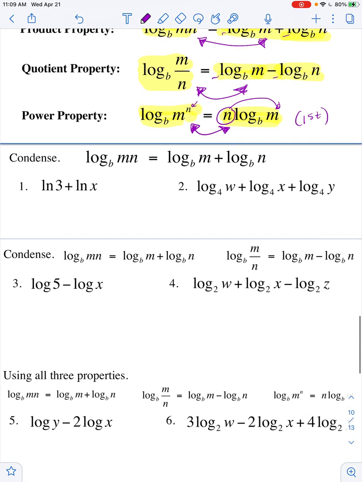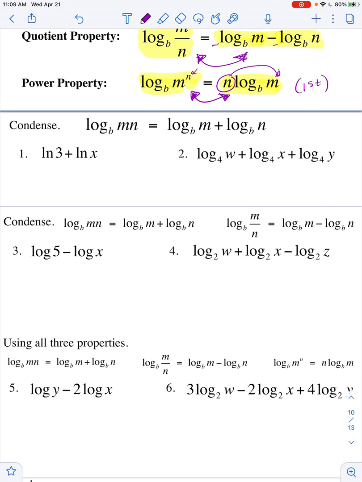So there aren't really new notes, it's just that instead of expanding and taking it apart, our verb of the day is going to be to condense them. So let's take a look at that.